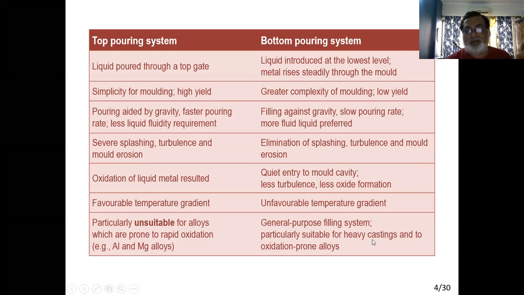Since a heavy casting requires more time to start solidification, during this time the unfavorable temperature gradient can be minimized. Because of convection, colder liquid can go down and hotter liquid can go up, and solidification doesn't start yet. So for heavy castings, this system is good for producing better quality castings.